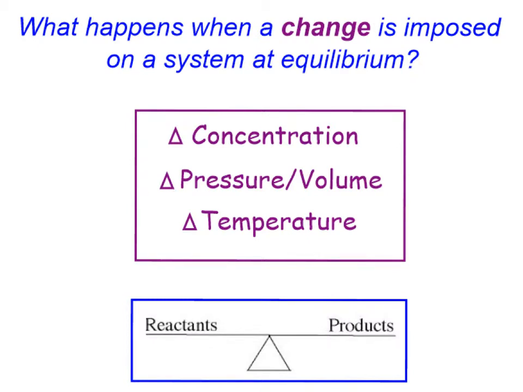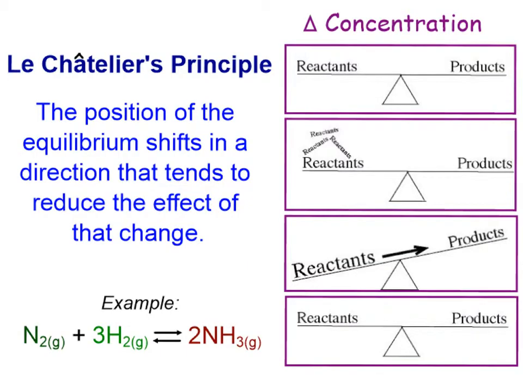Or we're carrying on a chemical reaction and we change the temperature. For reactions that are in a state of equilibrium, where the rate of the forward reaction is equal to the rate of the reverse reaction, and we make a change to the system, we have Le Chatelier's principle to help guide us. Basically, what happens in a reaction when we make a change to it while it's happening? The position of the equilibrium will shift in a direction that reduces the effect of that change.